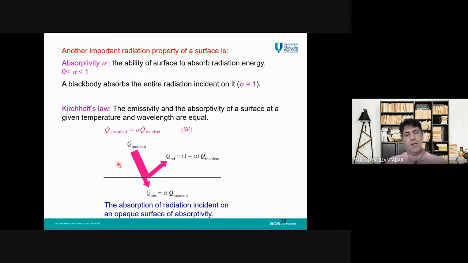For an opaque surface, we have this. Some of the thermal energy is absorbed, some of that is reflected. But if the surface is not opaque, for example, if you compare glass with wood, when you expose both of them to the radiation of the sun, the temperature of the wood will increase more compared to the glass.